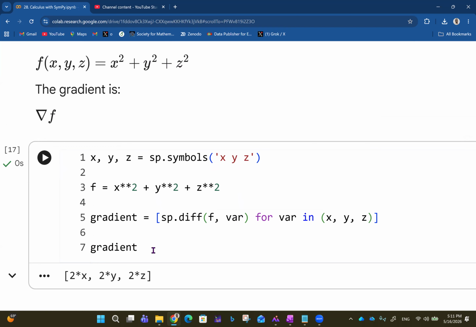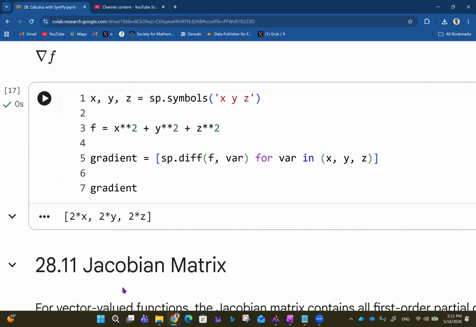With respect to x, you get 2x. With respect to y, you get 2y. With respect to z, you get 2z, because you are differentiating each one like that. So you have 2x, 2y, 2z in that case.